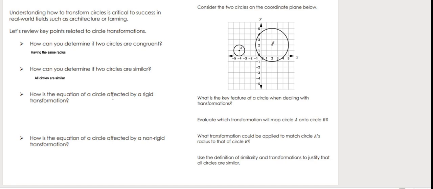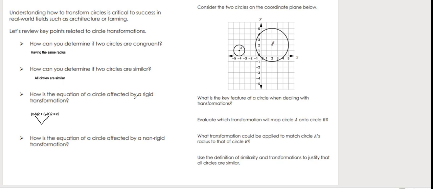How is the equation of a circle affected by a rigid transformation? Remember that the equation of a circle is (x minus h) squared plus (y minus k) squared equals r squared. I'm just putting a 2 because I don't have an option to put an exponent of 2 here. So the center is represented by the h and the k, and the radius is represented by the r squared.